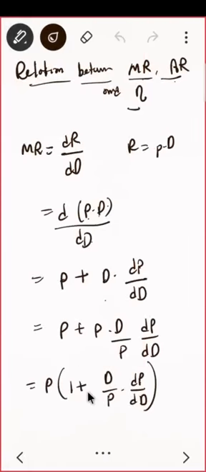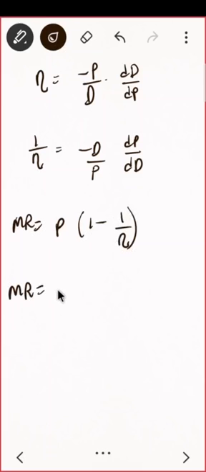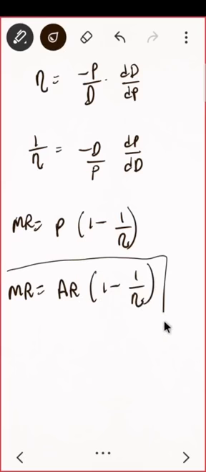Just I have to introduce the minus sign, so I can write my marginal revenue as, and what is p? P is the same as average revenue, correct? So let me just write. Marginal revenue will be p into bracket 1 minus 1 upon nu, correct? And p is your average revenue. So marginal revenue is the same as average revenue multiplied by 1 minus 1 upon nu. So this is a relationship between marginal revenue, average revenue, and 1 upon nu. So you just understand this.